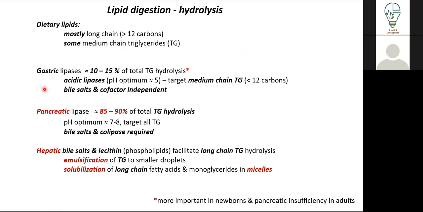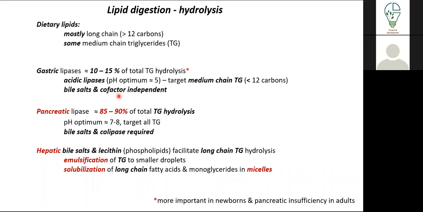Now we have a bit of gastric lipases, but they're not that important for adults. They are important for babies. Babies need gastric lipases to digest lipids well. And if an adult has a pancreatic insufficiency, they require gastric lipases, which are very helpful. Otherwise, they're not that important. The thing about them is that, as you can see, they do not require a colipase, nor do they require bile salts.